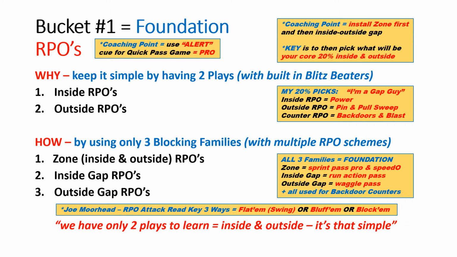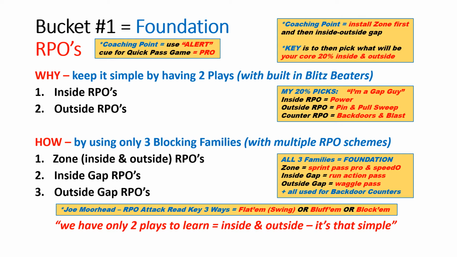How we're doing this, we only use 3 blocking families, but then we'll use multiple RPO schemes on the outside and on the backside. So zone accomplishes our inside and outside RPOs. That's family number 1. Then we'll do our inside gap RPOs. What this is: angle blocking, gap blocking, and man-on blocking. Third one then is our outside gap RPOs family.